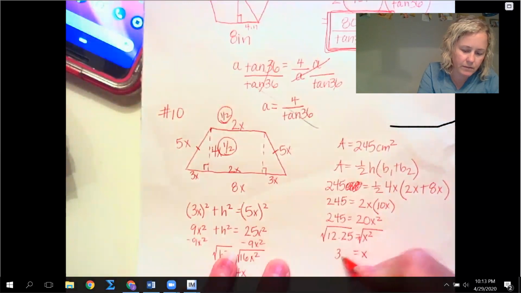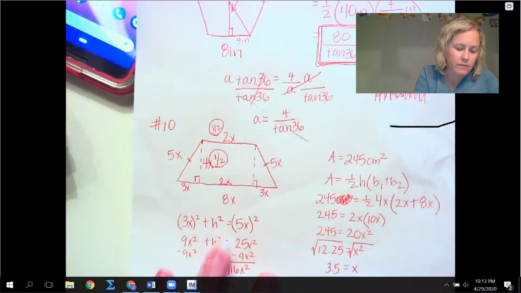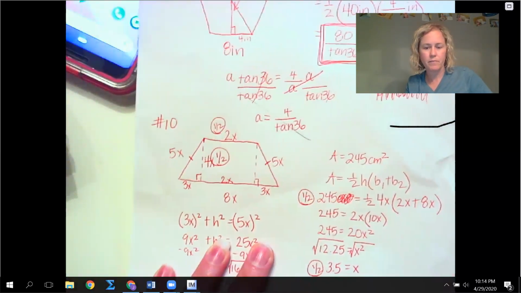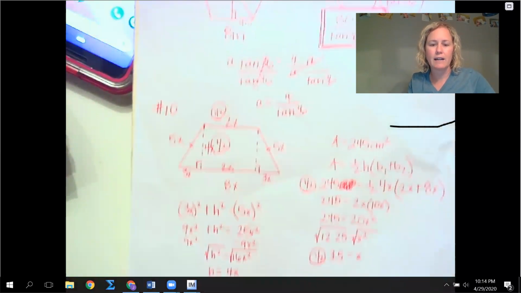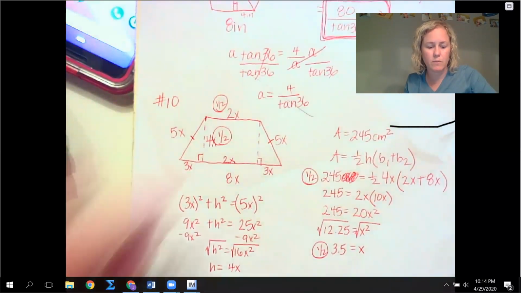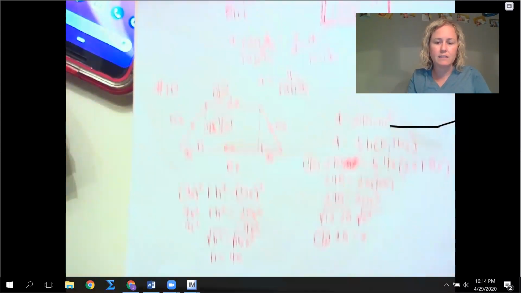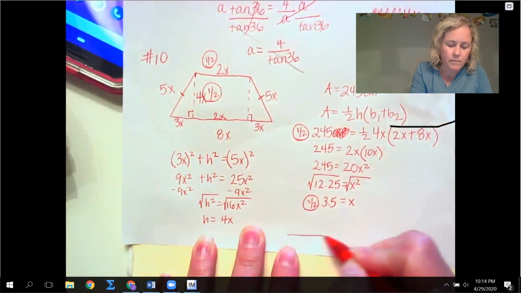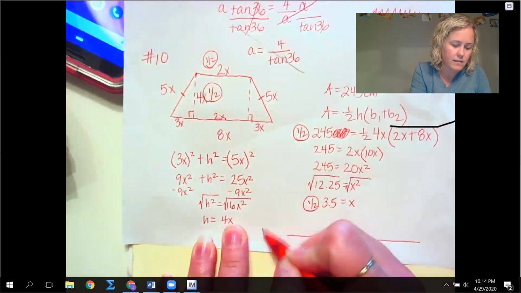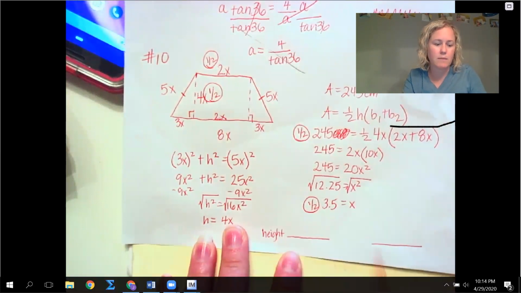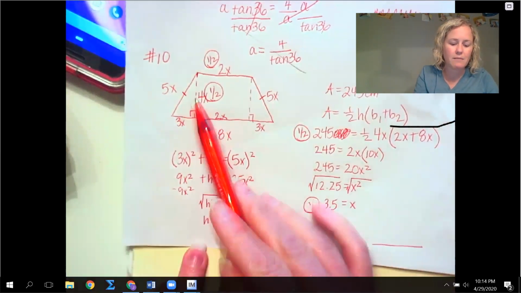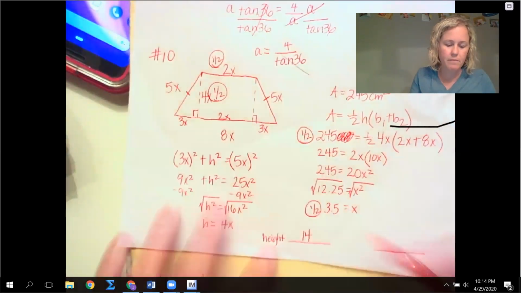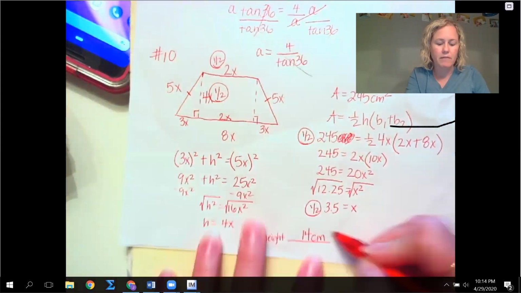And we get 3.5. Okay, so there was another half a point for writing the equation, another half a point for getting the 3.5. Okay, and then the last two, again, I said this was worth 3 points, so here was 1 point, 2 points, and then the last half a point is for the height. The height is going to be 4 times x, so 4 times 3.5. We get 14. That would be centimeters. So that's worth a half a point.